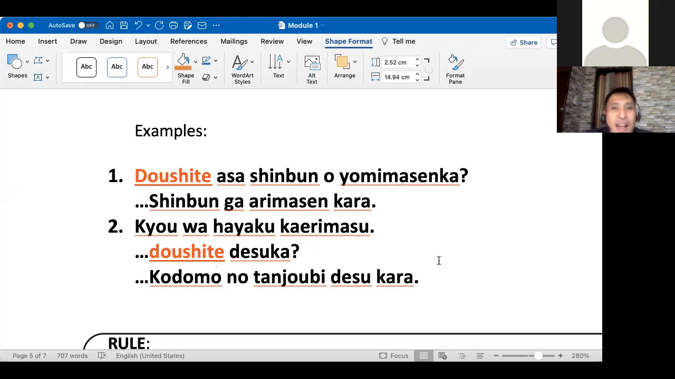So, kyo wa hayaku kaerimasu. Doshite desu ka? Kodomo no tanjoubi desu kara. So, kyo wa hayaku kaerimasu. Today I will go home right away or immediately. Doshite desu ka? Why? Okay. Kodomo no tanjoubi desu kara. So, it's my child's birthday.